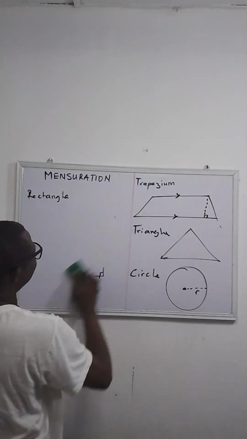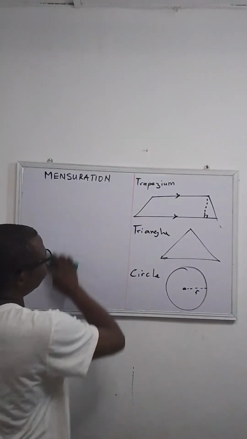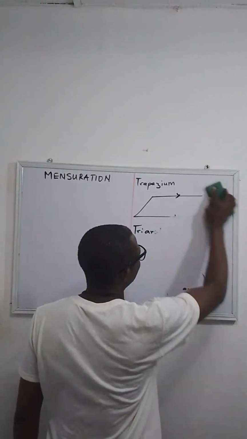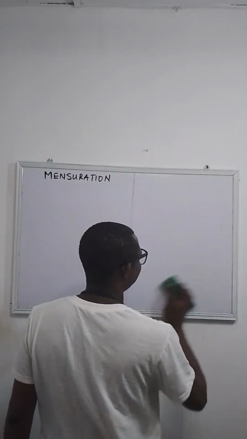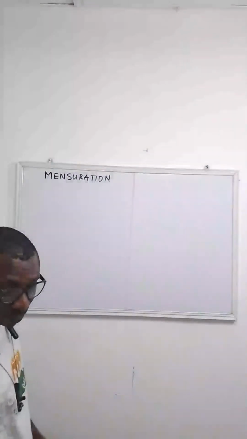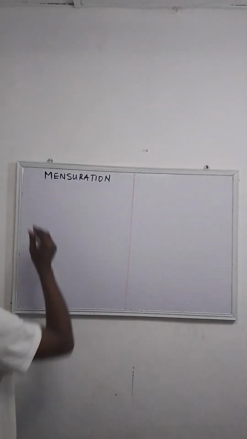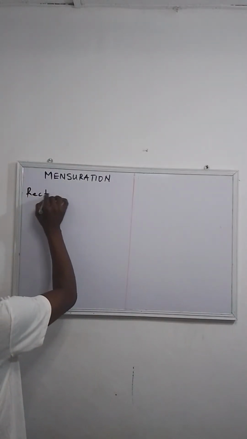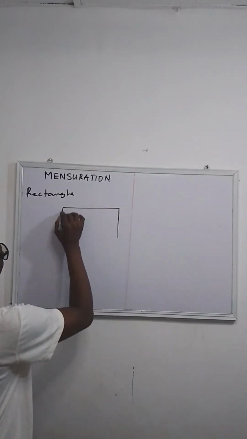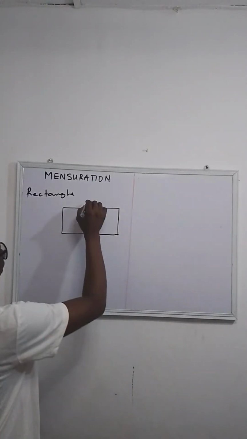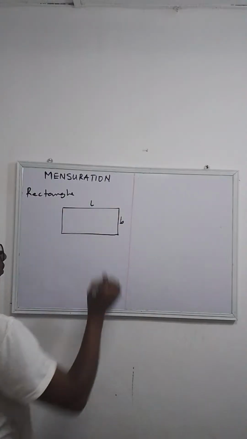So we start by deriving the formulas of each of them. All right, I want to start with triangle. Sorry, rectangle. Let's start with rectangle. Now, rectangle looks like this, where this is the length and this is the breadth.